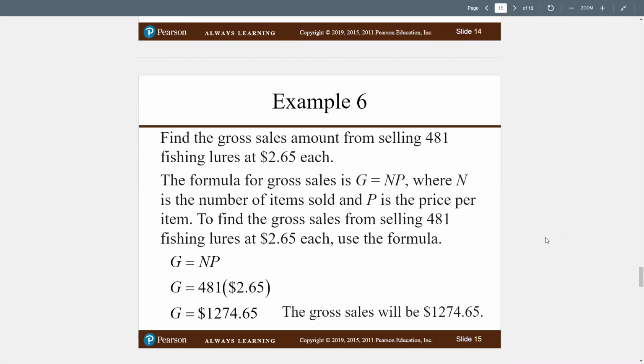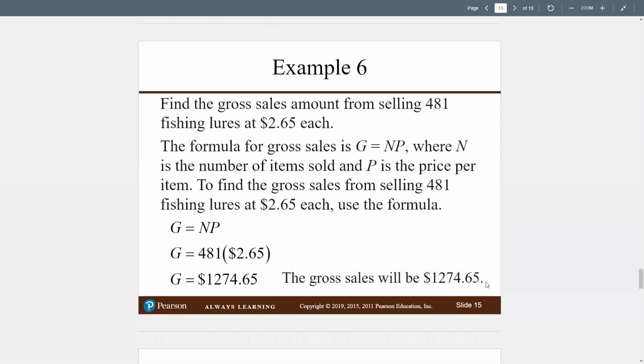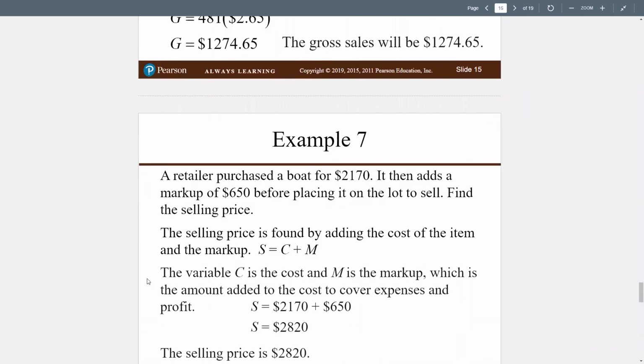Finding gross sales, it's N times P. So if you sold 481 fishing lures or 481 units, 481 anything, you multiply it by the price of one unit, and then you will get the total sales. I don't really ever understand why they use the word gross and not just total. I mean, to me, I think a lot of money is nice and the opposite of gross, but they always use gross, so guess gross is what it will be.